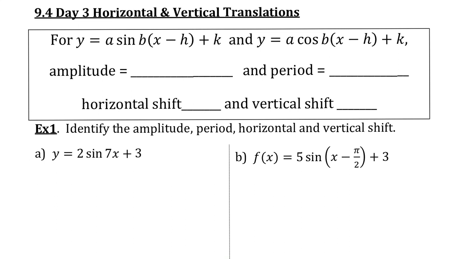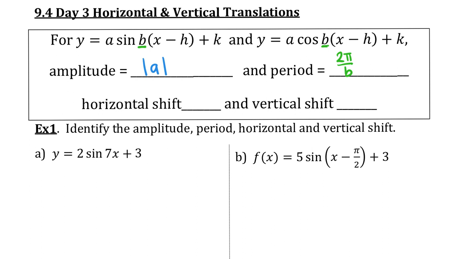Okay, 9.4 day 3. Last thing to add to our sine and cosine graphs are horizontal translations. So we already know the amplitude is A. We say absolute value of A only because if there's a negative, it's a reflection and not the amplitude. The period was 2 pi divided by B. The B is here and here.